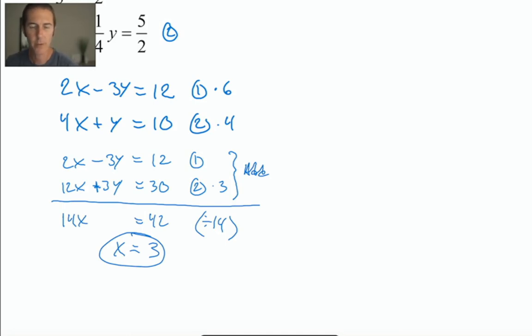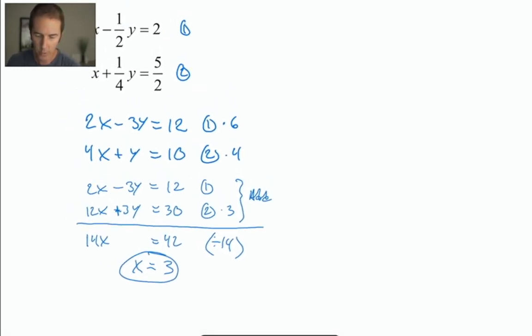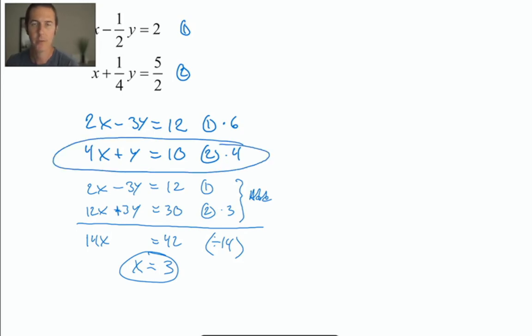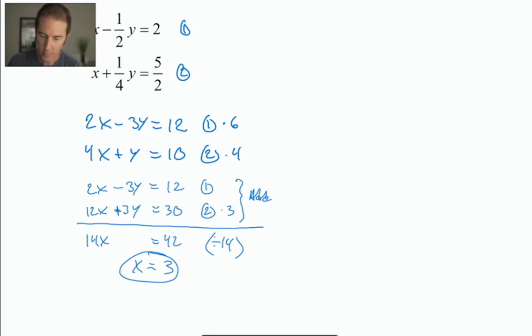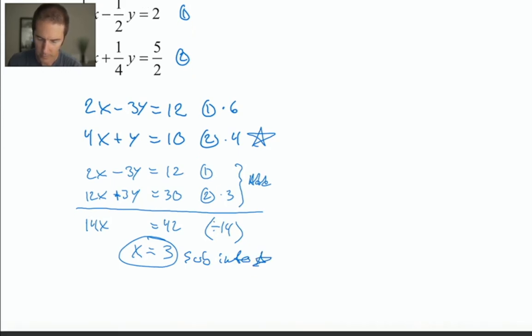Now we can take our x value of 3 and plug it back into one of our original equations, or maybe we want to plug it into one of our modified equations. We're going to be solving for y, so I'm thinking that maybe this is the best equation to plug it back into, since that equation has a positive 1y in it. So I'm going to put a star next to that equation, and I'm going to say sub into star. Oof, that star wasn't so good. But I'm stuck with it.